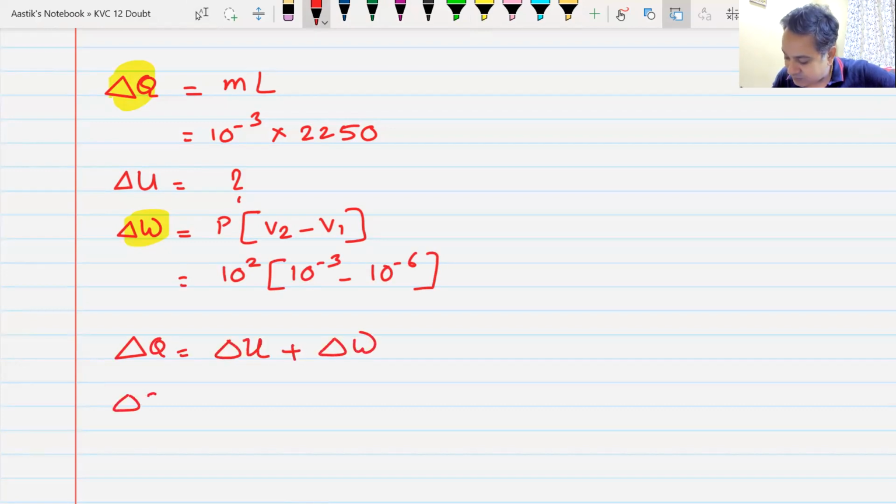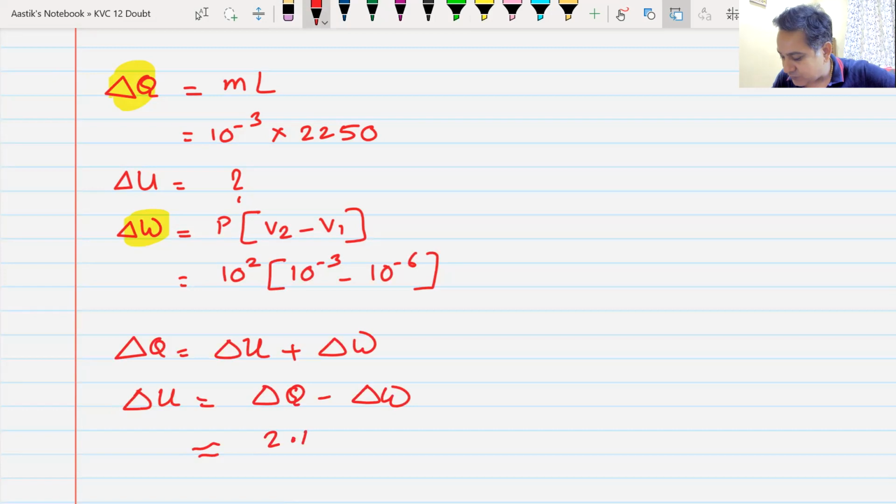So delta U becomes, oops, I'm writing Q. Delta U becomes delta Q minus delta W. And here is the answer. The answer that I have is 2.15 kilojoules. So the most approximate value from the table is 2. So the answer is 2 kilojoules.